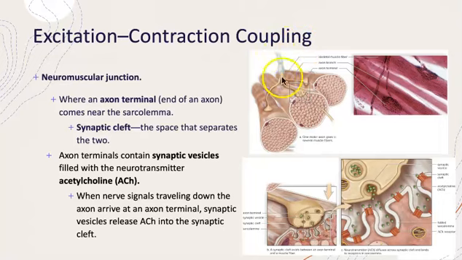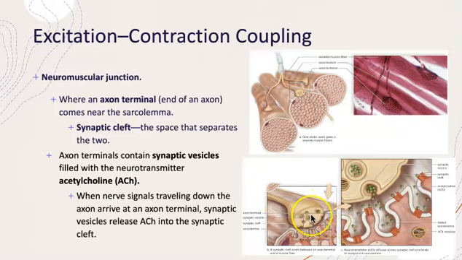Now, next we're going to talk about the very end of this neuron, that axon terminal. So when we look at this image here, there's the axon terminal, and it is meeting the sarcolemma here. If we take a closer look at this neuromuscular junction, we're going to see that the nerve is going to sit closely to this folded up area of the sarcolemma, and this is called our motor end plate.